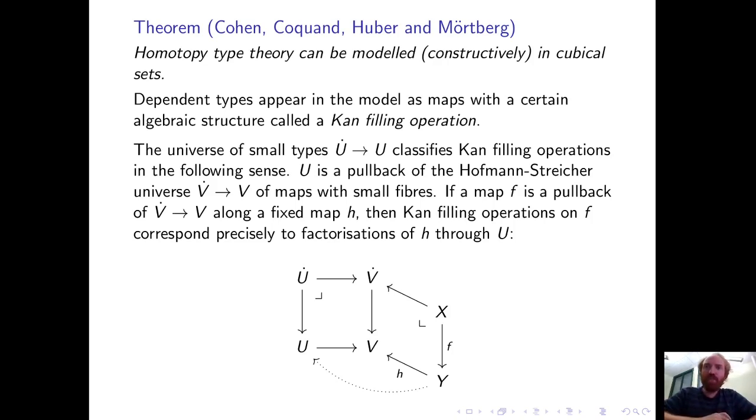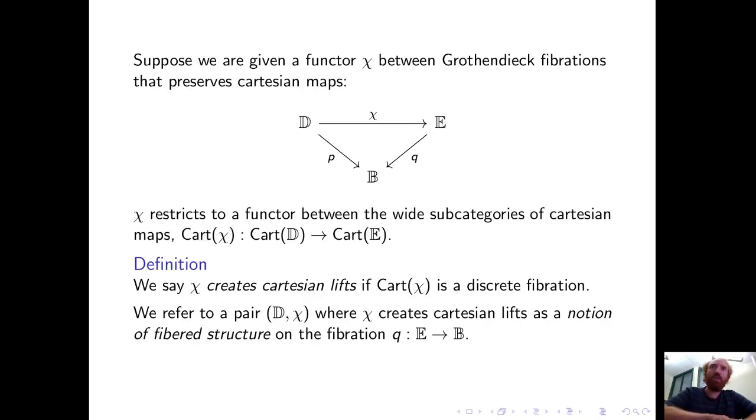And for this I used a definition by Mike Shulman called locally representable notion of fibre structure, which I define now. So we're given two Grothendieck fibrations from D to B and from E to B, and then we're given a functor between them that preserves Cartesian maps, a functor chi. And because it preserves Cartesian maps, it restricts to a functor between the wide subcategories of Cartesian maps in D to Cartesian maps in E. So now I say that chi creates Cartesian lifts if this restriction to Cartesian maps is a discrete fibration.